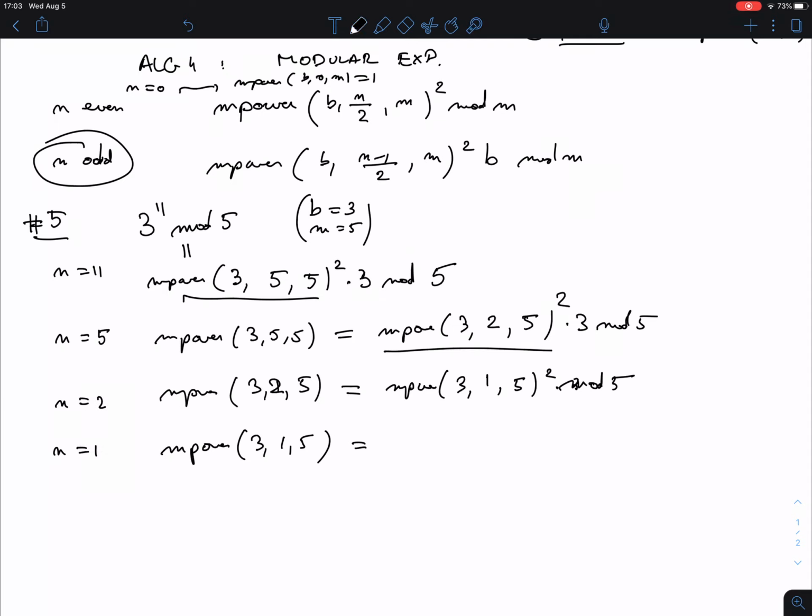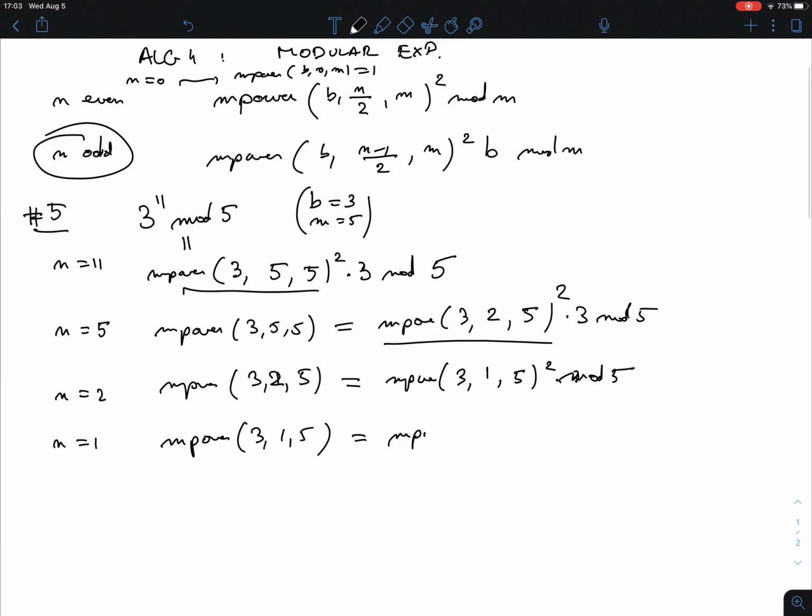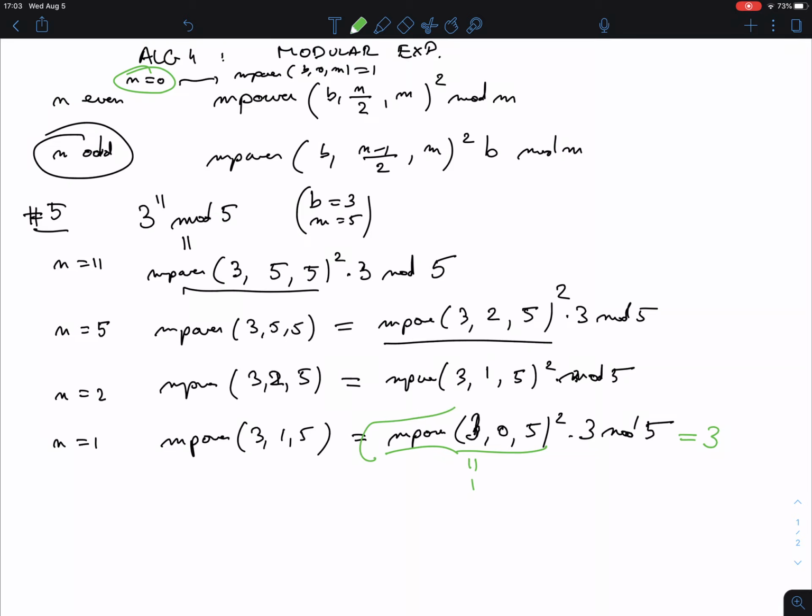And so this is where basically, m power of 3, 0, 5 squared times 3 mod 5. And now we're ready to plug in. So I'm going to start doing this in a different color. So what do I know? Well, this one, if I run the algorithm one more time, it will get me to the initial condition, and so it will tell me this is actually 1. Now, squaring that doesn't do anything, so I find that this is actually 3 mod 5. So, okay, this means that I can go plug this in here.